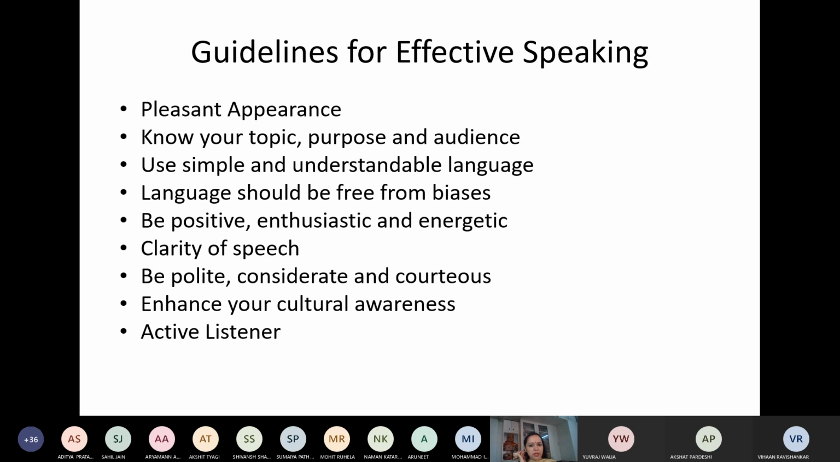The other person may accept it, but if you have made that effort to look presentable despite the oddities around you, it counts, it matters, right? So second is knowing the topic, knowing the purpose, and knowing the audience. Now, when we talk about presentation skills, this particular point gives me an opportunity to introduce the next topic to you, that is presentation skills. Presentation skills are very, very important and a very, very significant part of our life.